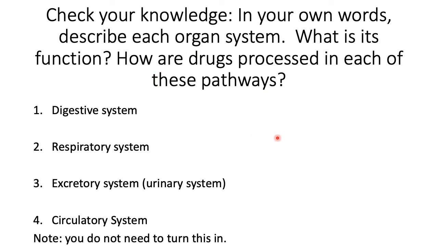Okay, that was all I had to say about the respiratory system. It is the site of gas exchange and also another major route for drug entry, which is why we covered these types of organ systems. Now, this right here is just a slide for you to check your knowledge. In your own words, describe each organ system, what its function is, and how drugs are processed in each of these pathways. You do not need to turn this in. This is just to check your own knowledge.